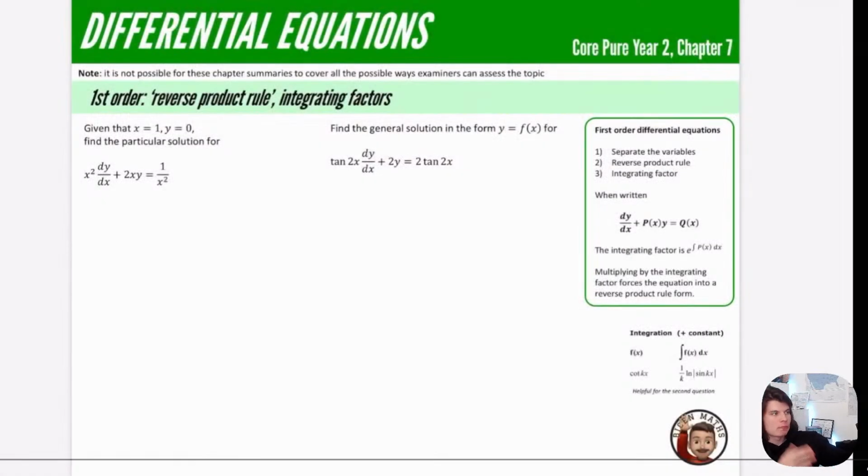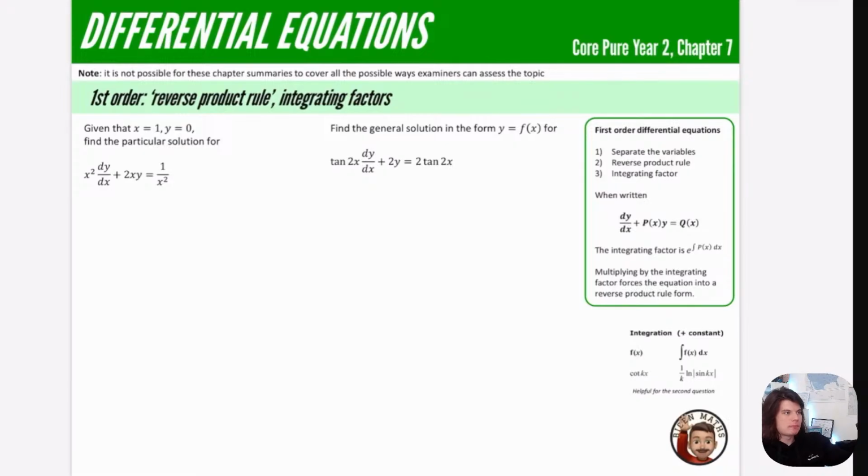Okay, next up in the further maths chapter summaries is differential equations, which is Core Pure Year 2, Chapter 7. I think they call it methods in differential equations. But really what this chapter does is focus on the skills that are required to be able to solve first order and second order differential equations. Probably one of my favourite chapters.